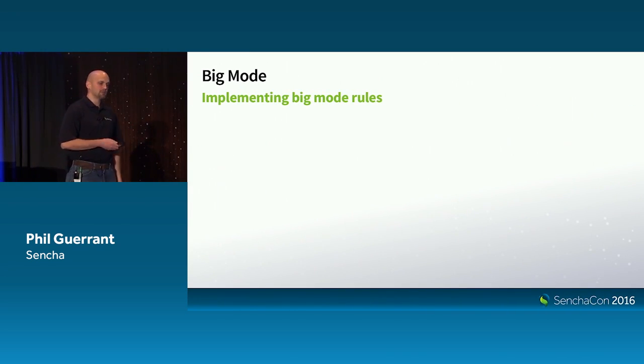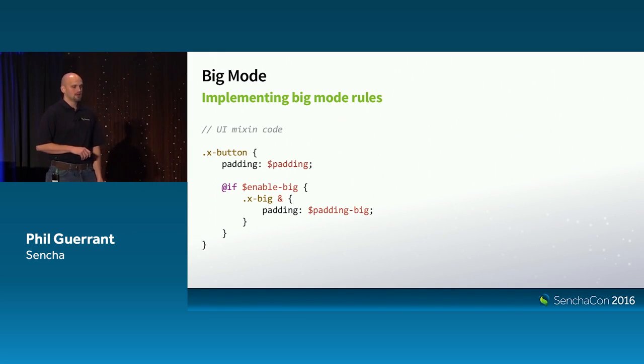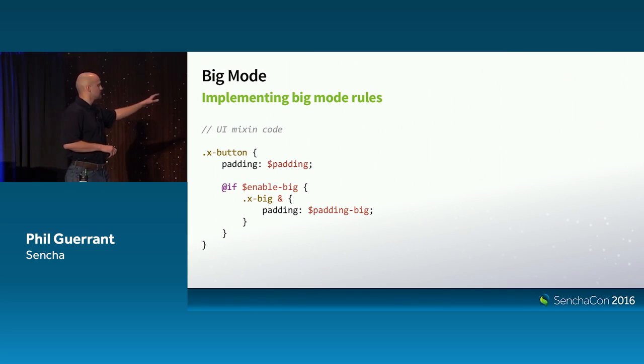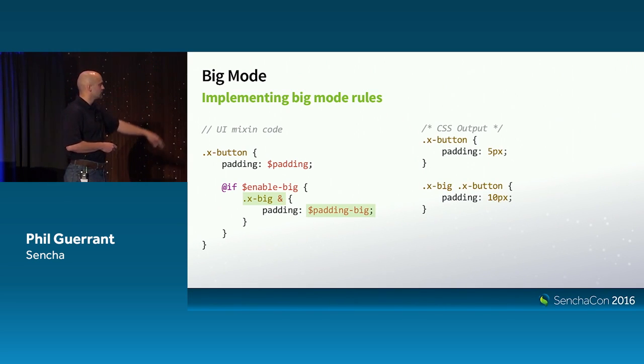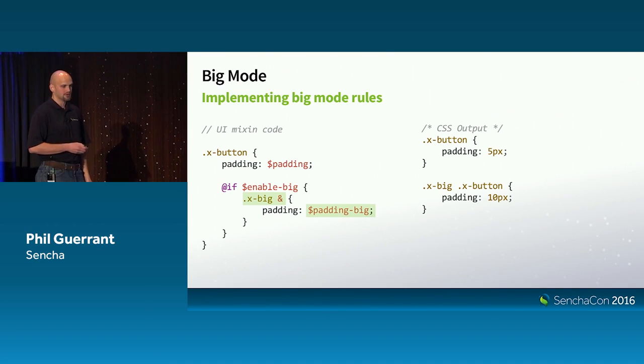In the framework, we've implemented big mode rules in a very simple way. In the case of the button UI mixin, we set the padding on the button element, and then we say if big mode is enabled, we output an additional rule with the x-big selector above it. And you'll notice in the modern toolkit that all of the variables that affect sizing and spacing of components contain big counterparts. And so this is how we do it, and that results in multiple rules. Once again, that second rule there would be completely eliminated from your output if you had not enabled big mode in your build.